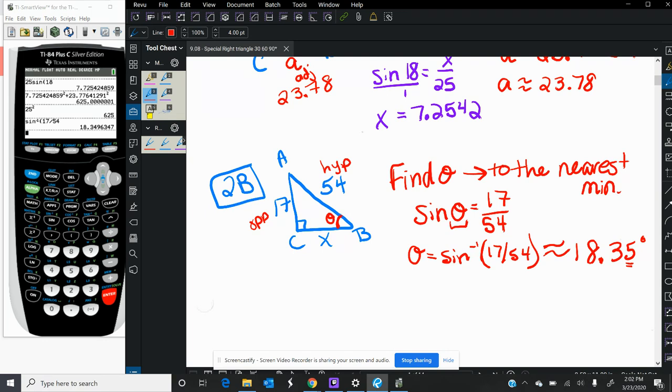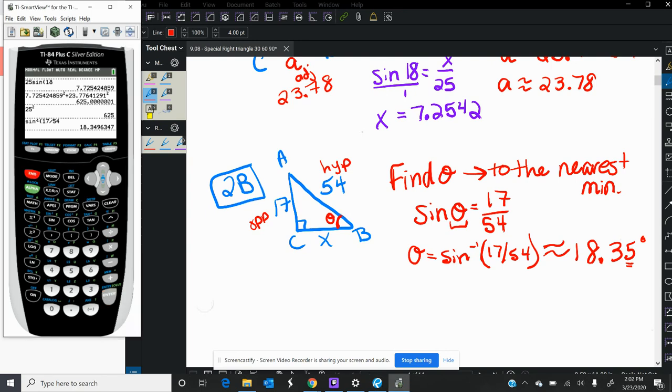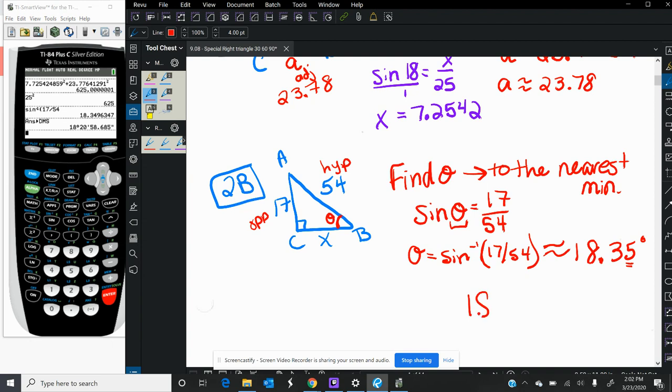This is what we'd have to do in our calculator. So here we have the 18.34, and we're going to go into our angle menu, so second apps, and down to choice 4, degrees, minutes, seconds. This is going to round to 18 degrees and 21 minutes because the seconds over here is bigger than 30. So this will round to 18 degrees and 21 minutes if we had to.